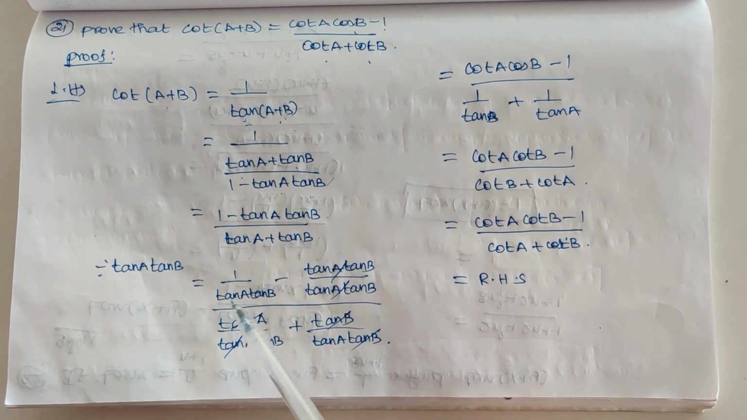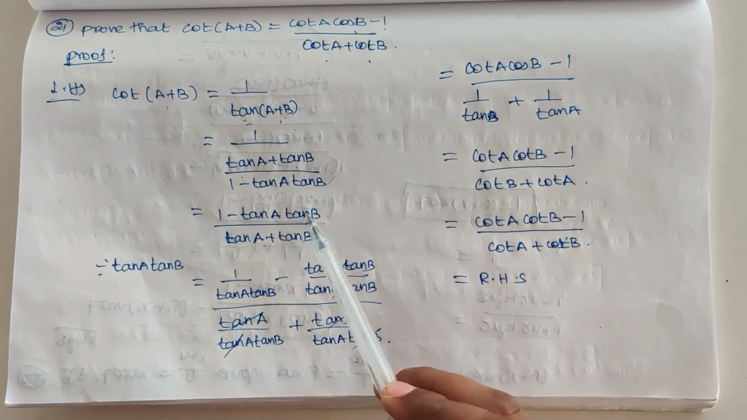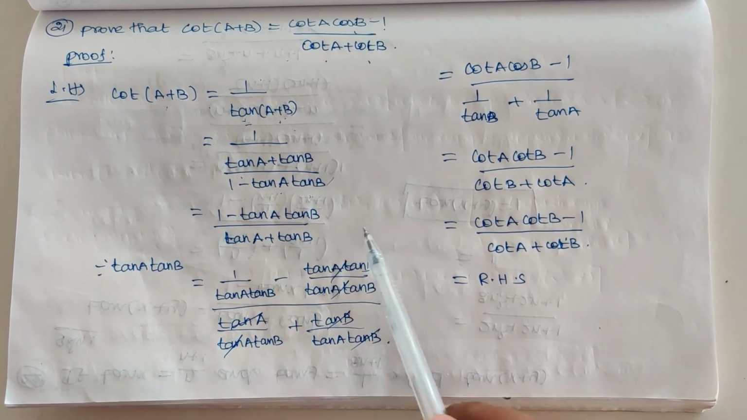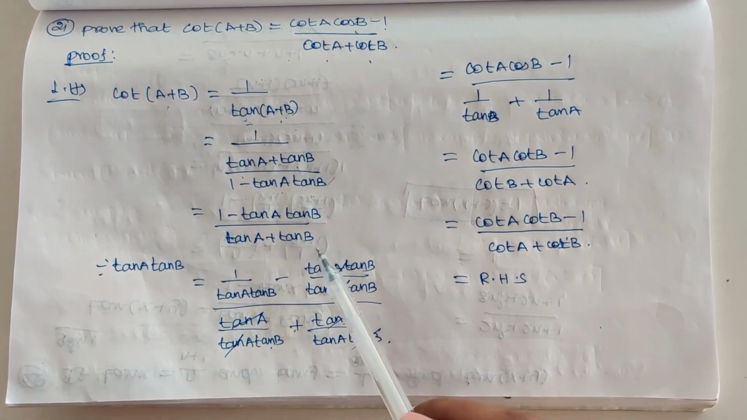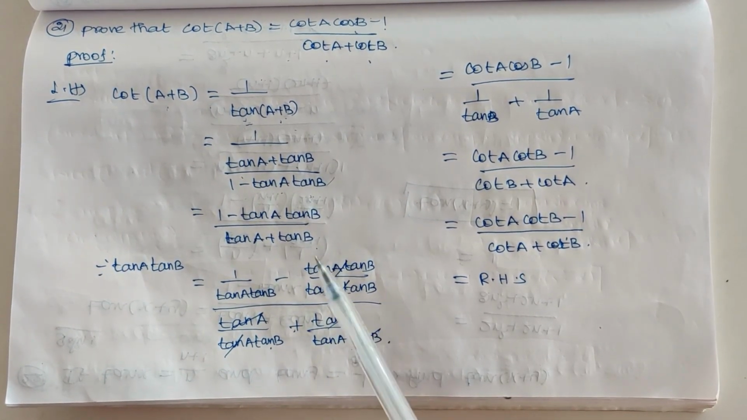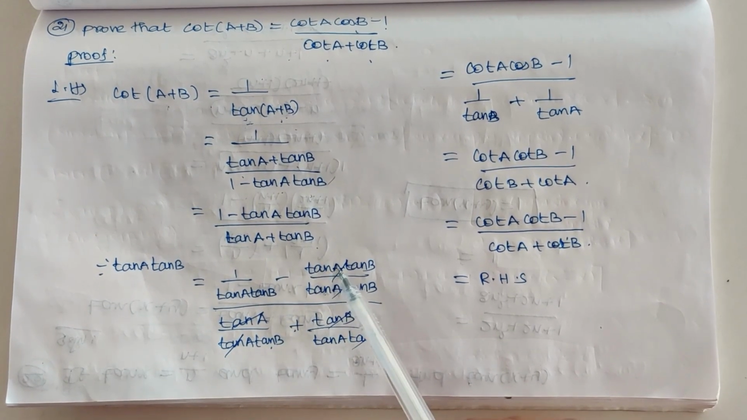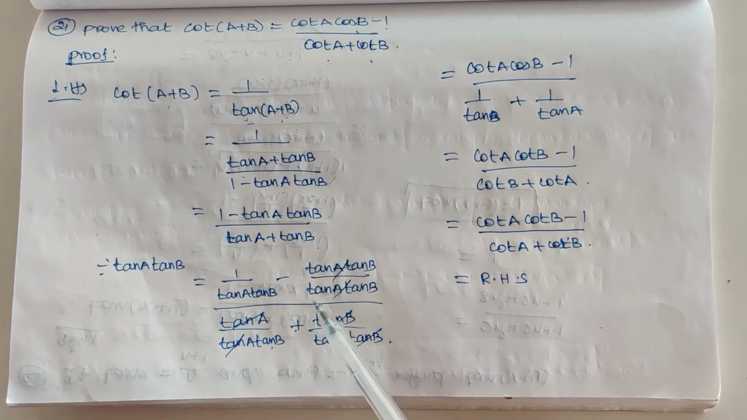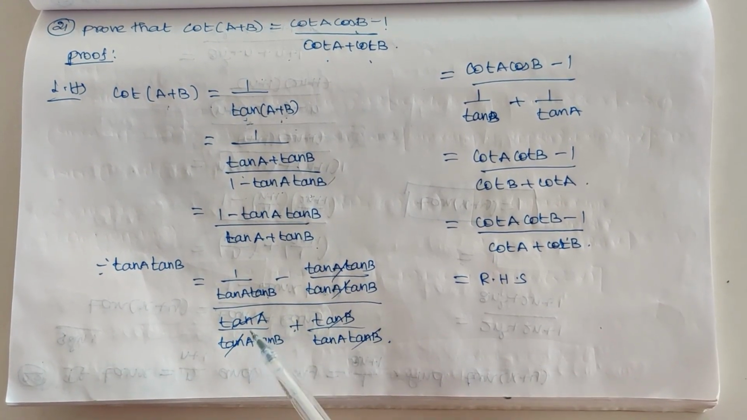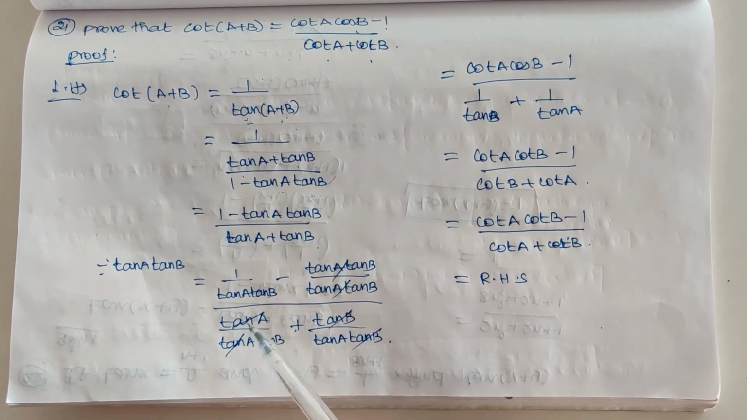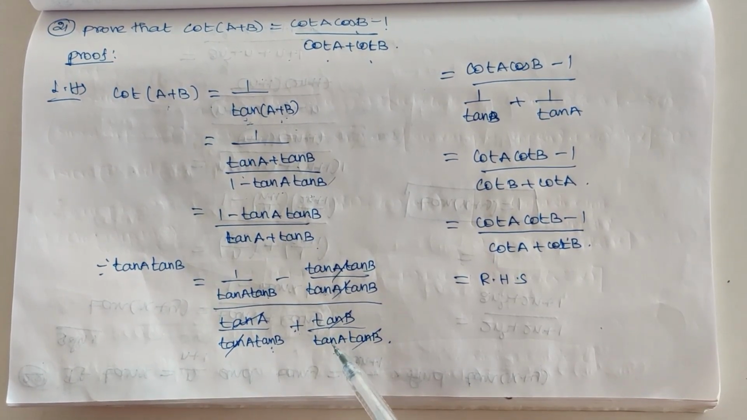So 1 divided by tan A tan B minus tan A tan B the whole divided by tan A tan B, the whole divided by tan A by tan A tan B plus tan B by tan A tan B. So here tan A tan B and tan A tan B get cancelled. So 1 divided by tan A tan B minus 1 the whole divided by, here tan A and tan A get cancelled, so 1 divided by tan B plus 1 divided by tan A.